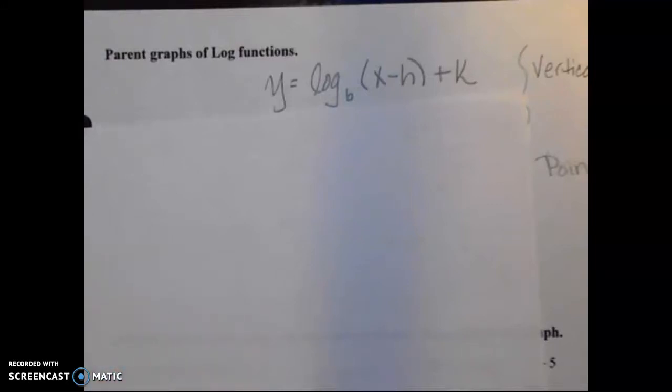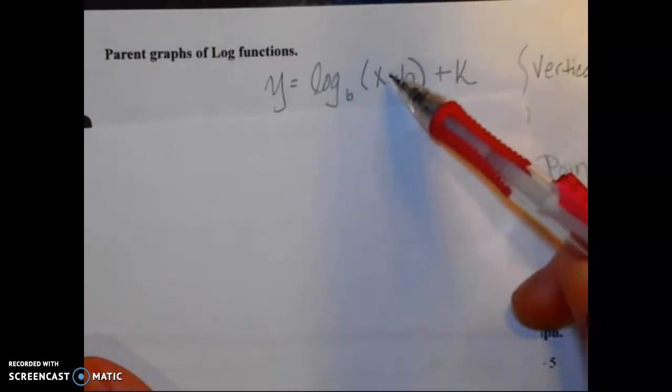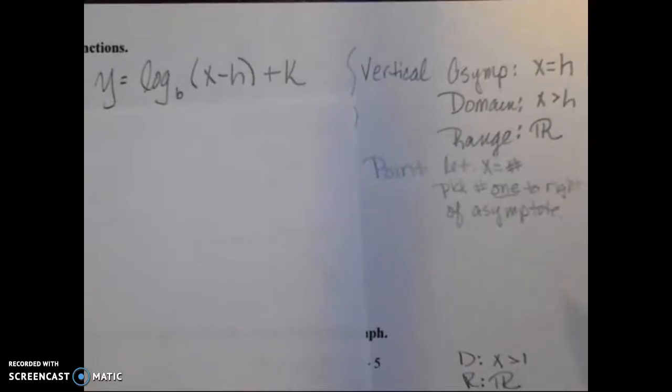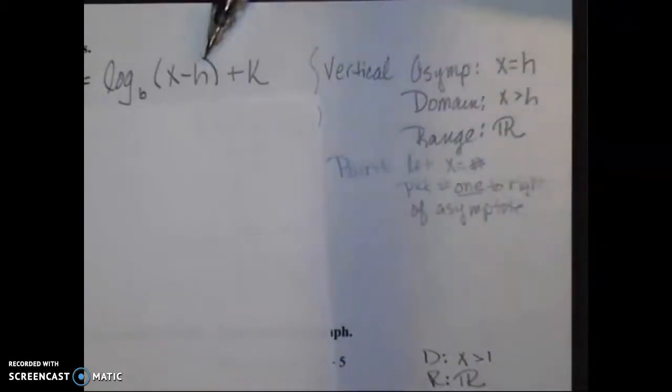Okay, so we have this equation, y equals log b of x minus h, plus k. Anytime you take this out of the parentheses, we're going to change the sign. Instead of having a horizontal asymptote like we did before, now we have vertical asymptotes. So write all this down. The vertical asymptote happens at x equals h. So you take this number out, that's where your vertical asymptote is going to be. The domain is going to come from the h value, and it's going to be greater than it. The range is always, always, always all real numbers. You're welcome. You're going to get that right on the quiz.